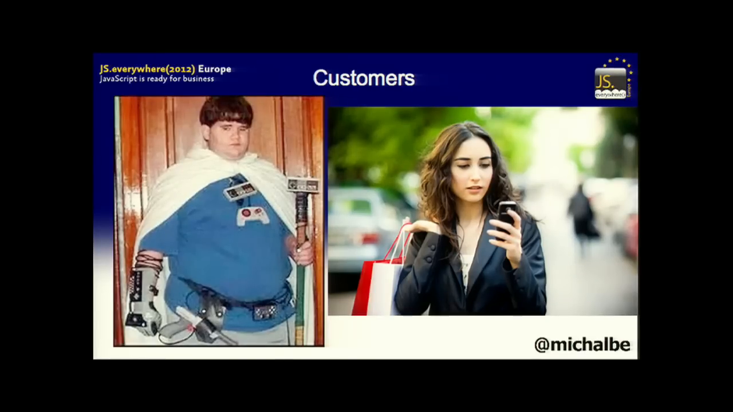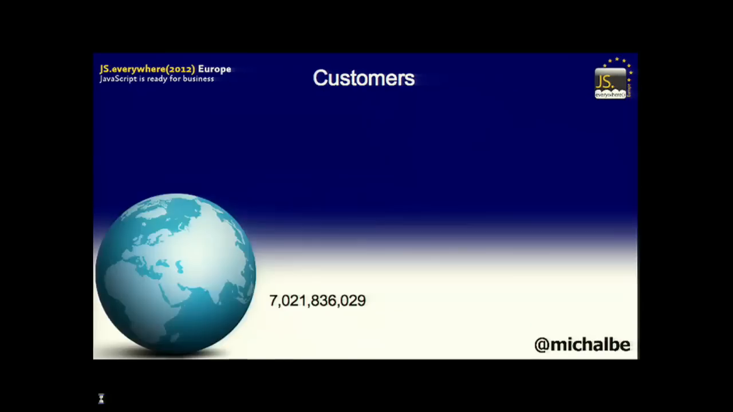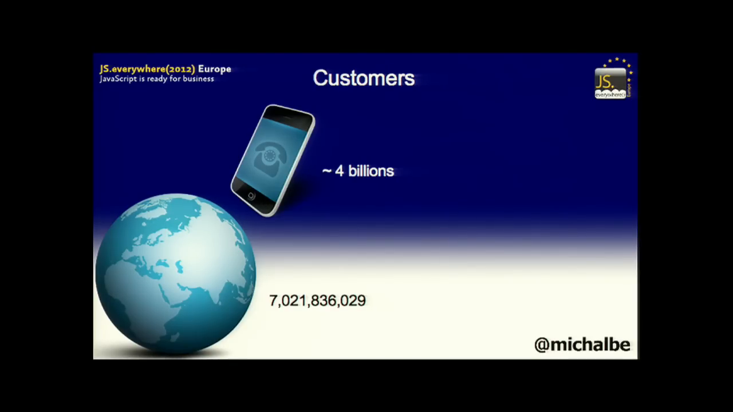Because, okay, let's talk a little about numbers. We have a lot of people all over the world, right? A little bit more than 7 billion now. And about 4 billion of them have a mobile phone, okay? But only 3.5 billion have a toothbrush. So you can realize that mobile stuff is getting serious now, right?